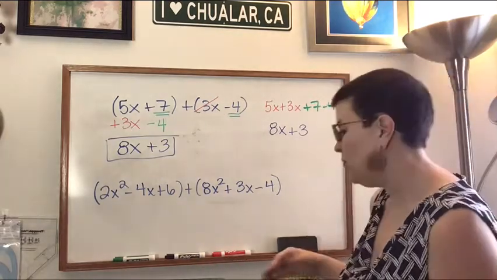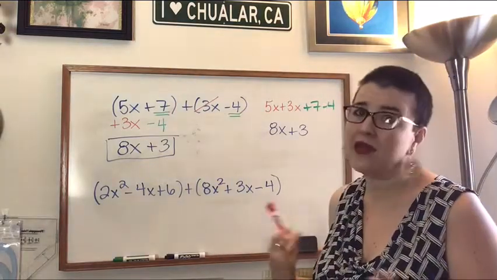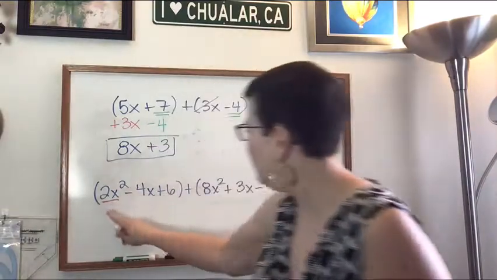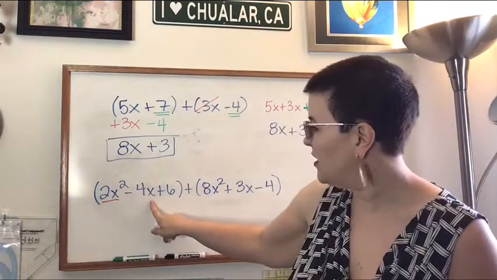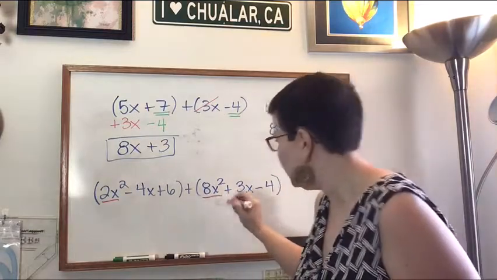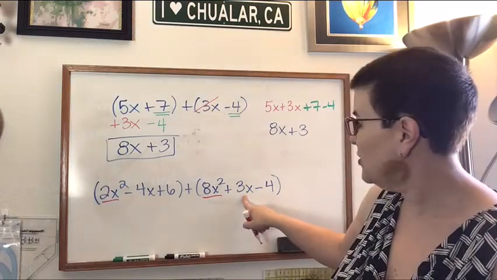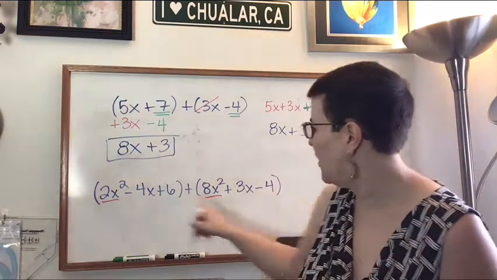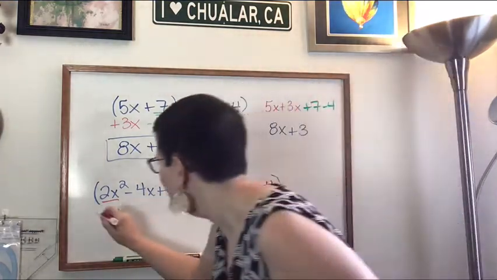All right, so I like to do color coding. It helps me. It makes sense to me. I have a 2x squared. This is a 4x, so it's not the same power. This is a 6. It doesn't have an x. This is an 8x squared, so it's the same. This is a 3x, so it's not the same. And this is a 4, so it's not the same. So the two that I'm going to combine are the 2x squared and the 8x squared.